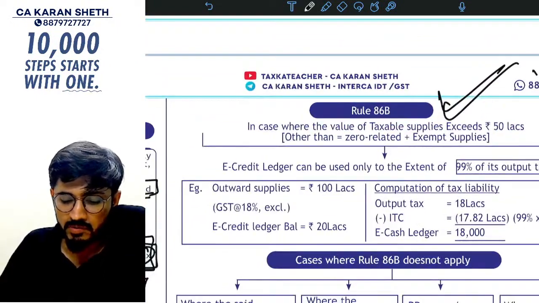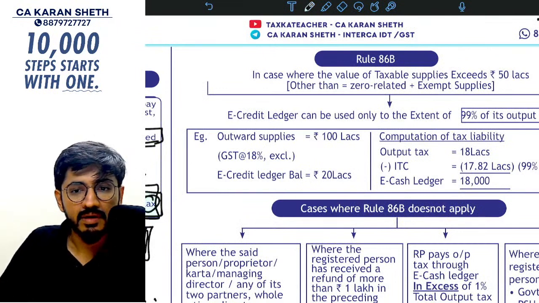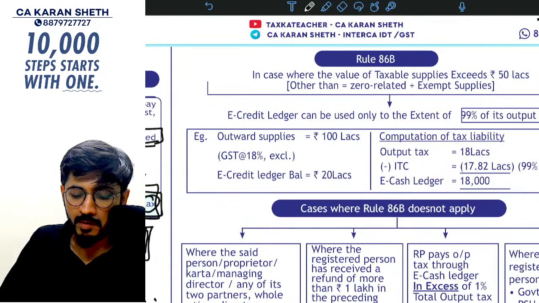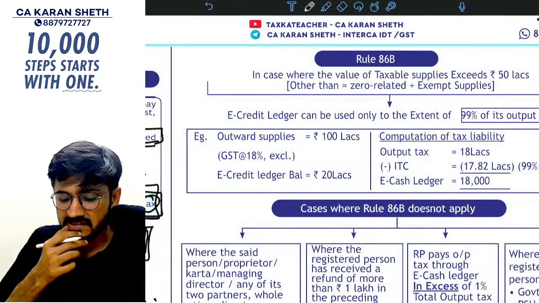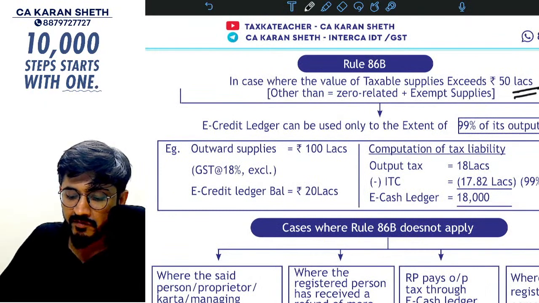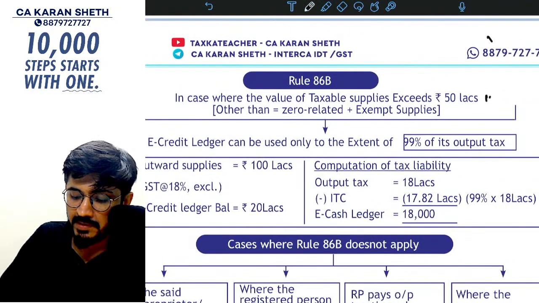Okay, now 86B is to be focused on. 86B, my dear friends, is basically talking about this fact. 86B talks about the case where the value of taxable supplies exceeds 50 lakhs, okay, write it down here, in a month.